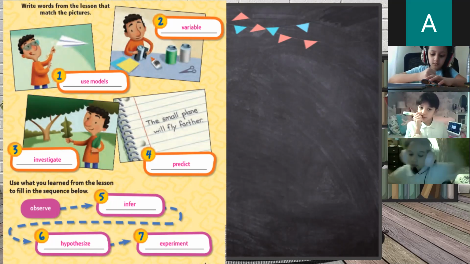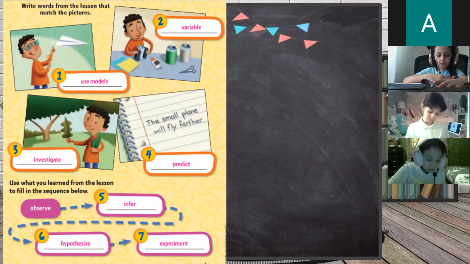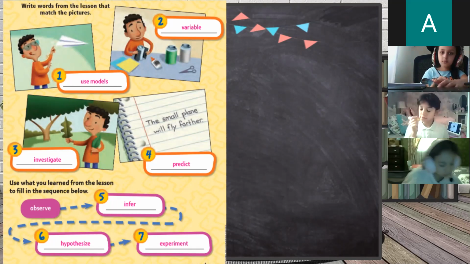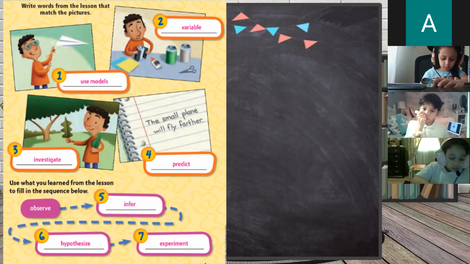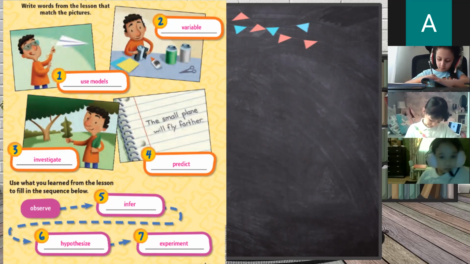First, the first picture describes someone making a model. Number two describes someone making a variable. You see the three cans are all the same, only the color is changing in every one. What does variable mean? The only one thing you change in your experiment. When you are making an experiment, you change only one thing about it. You can change the color, the size, maybe the smell. If you are changing one thing in your experiment, you are using a variable.